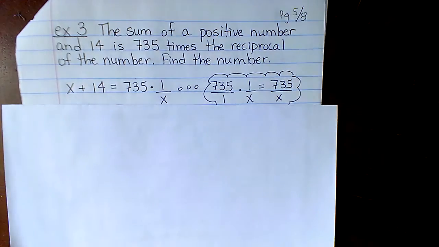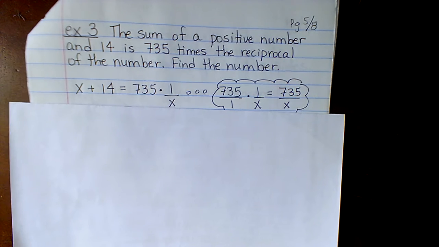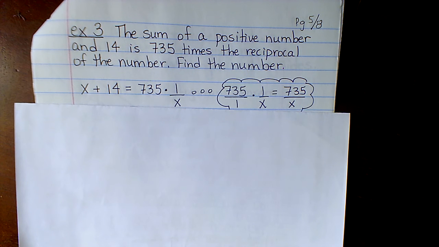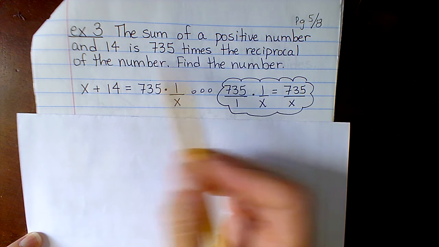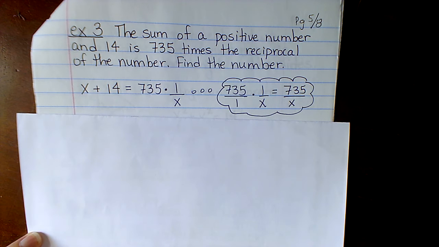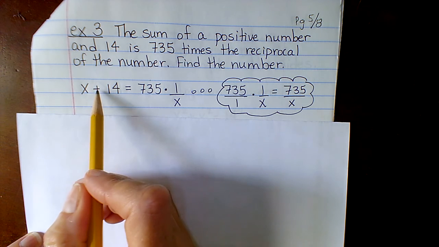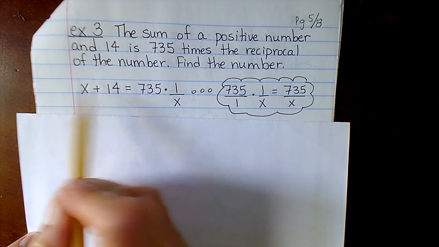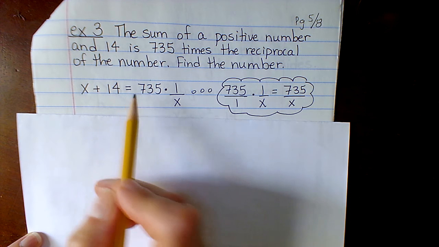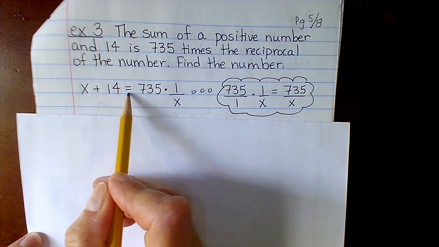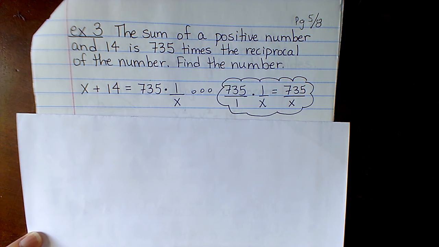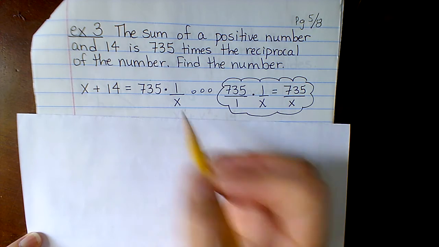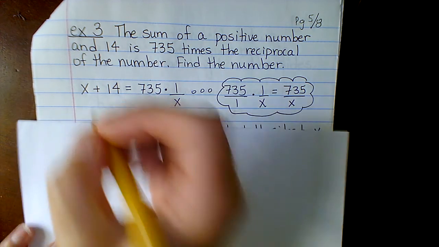Okay. The sum of a positive number and 14 is 735 times the reciprocal. Find the number. All right, so here's the equation that results from this. The sum, that means add, of a positive number and 14 is 735 times the reciprocal. The reciprocal is 1 over a number.